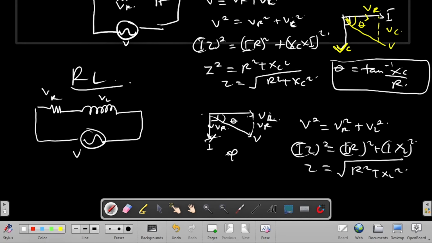The phase difference as well, theta or phi here, is given by tan inverse of XL over R. Here too, it is not 90, it's less than 90.